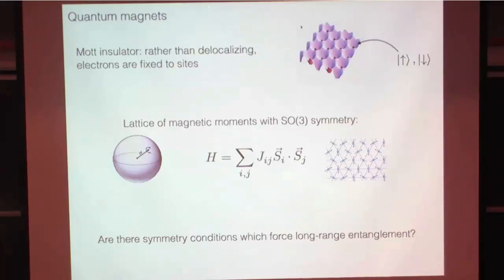So the effective models for these sorts of systems are quantum magnets. So I have lattices of spins interacting, for instance, with a Heisenberg interaction. Now I'm going to return to this situation of magnets and ask, well, what are the situations where I know there has to be long-range entanglement?